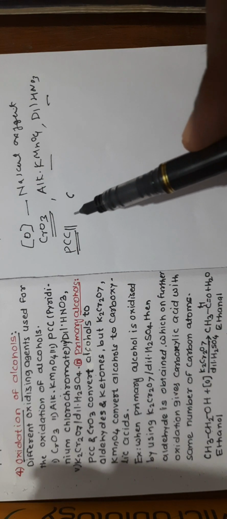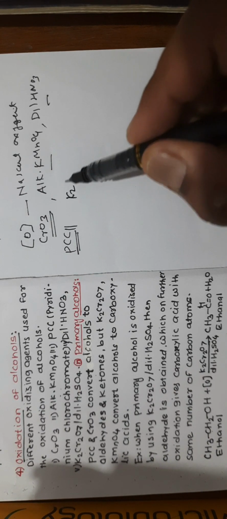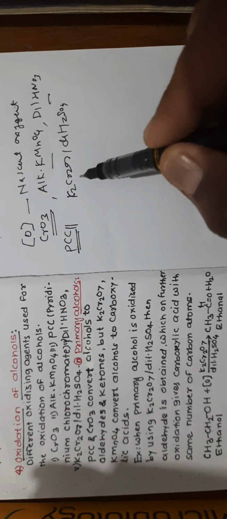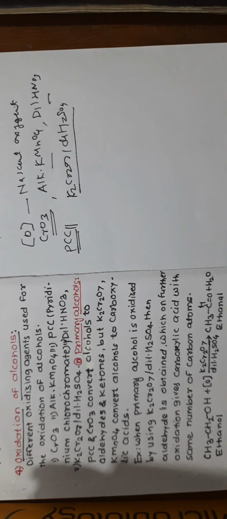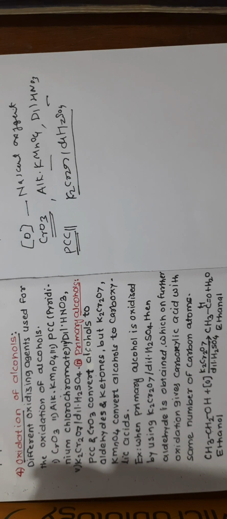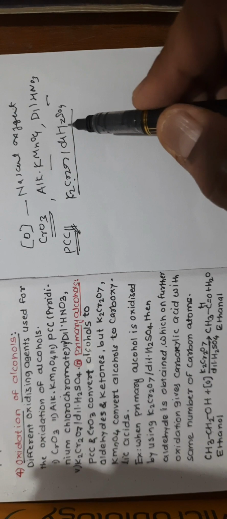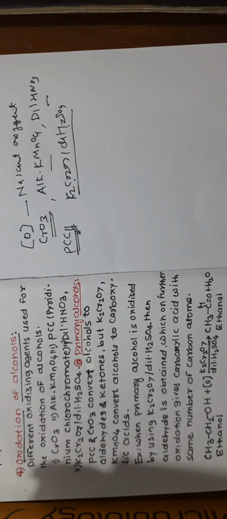But there is one more oxidizing agent, acidified K2Cr2O7 and dilute H2SO4. This oxidizes alcohols into aldehydes and ketones, and further those aldehydes and ketones are oxidized into carboxylic acids. That means if PCC is taken, the reaction will occur in one step, but if K2Cr2O7 with dilute H2SO4 or CrO3 is taken, these are strong oxidizing agents, and the reactions occur in two steps.